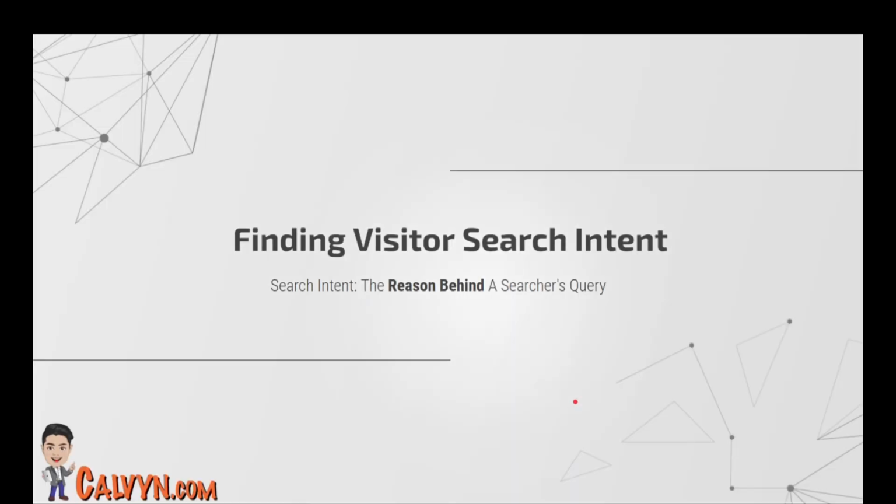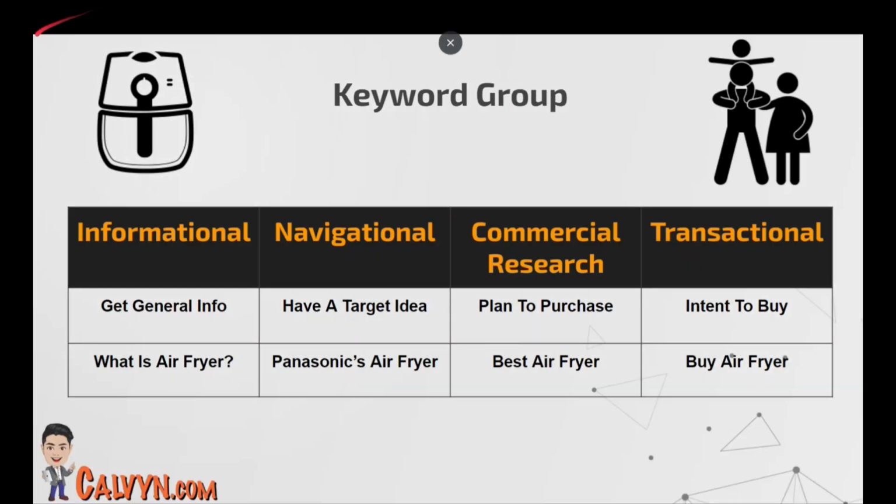Finding your keyword groups is to find the visitor search intent, the reason behind why they do a search. Example, just now when we were looking at this product over here, we call it as air fryer, right? So the keyword groups over here, we separate into four lah. First is informational, second navigational, third commercial research, and the last one is transactional lah.